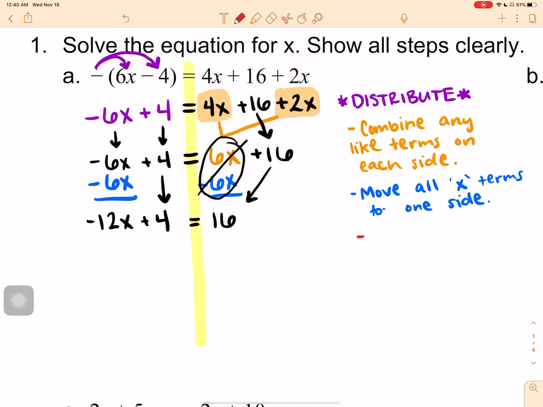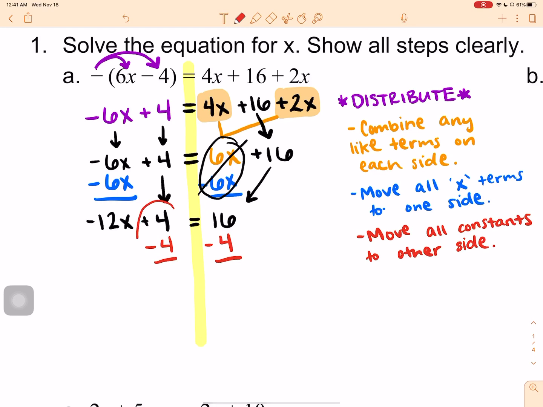So now our next step is to move all constants. Constants would be the numbers without a variable. Move all constants to the other side, to whichever other side you did not move the x's to. So in this case, I'm going to move my constant term here, this 4. I'm going to move it over to the right-hand side. So instead of plus 4, I'm going to write minus 4.